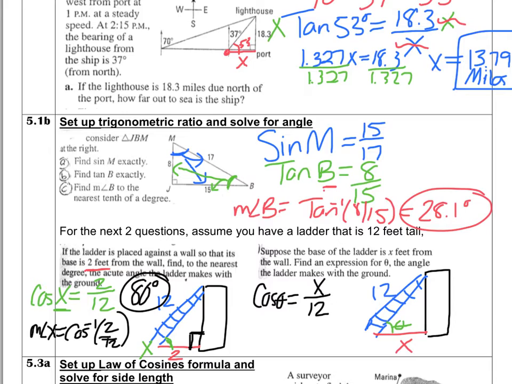Now, they do want you to find an expression for just theta. They just want to know the angle. Well, the angle is right here. How do you get the word cosine out of there? What you would do is you would say the angle is equal to the cosine -1 of whatever x is over 12, and that is the answer.